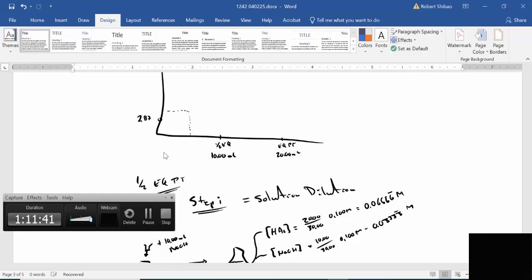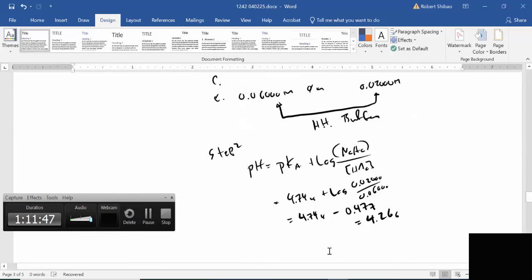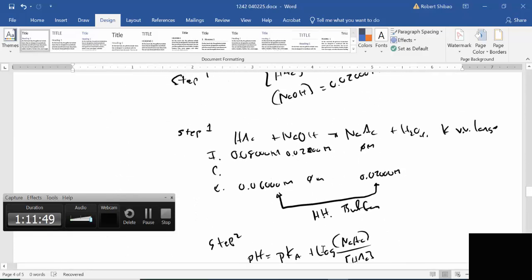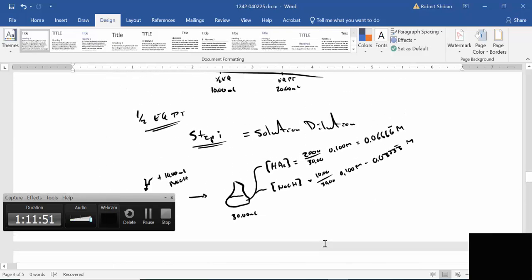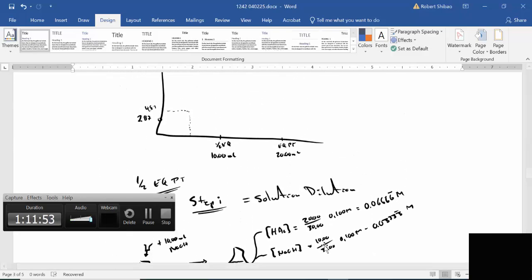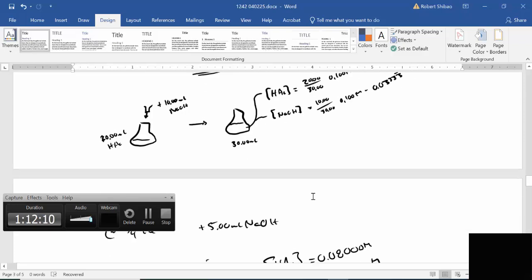I have a pH of 4.87, or not 4.87, what was it? Sorry, 4.26. Here. And then at the half equivalence point, I have a pH of 4.74. What did you get? 4.283.